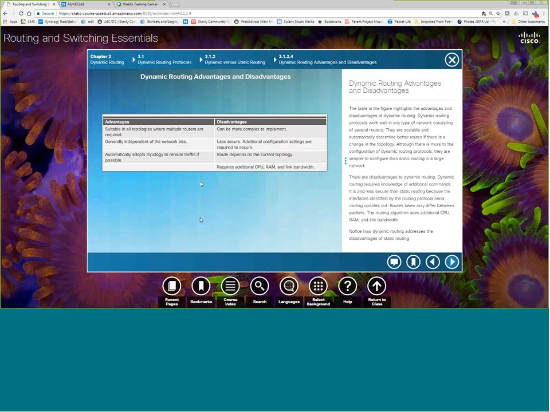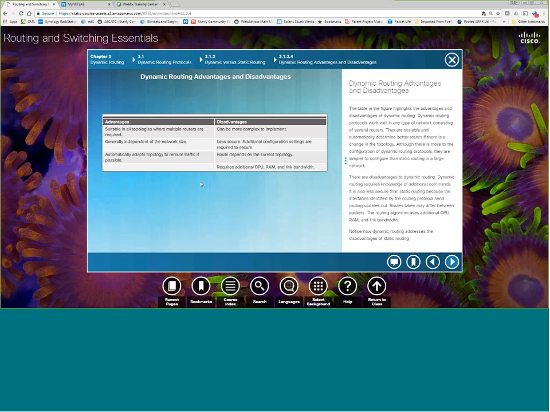Now, some of the advantages. It is suitable in larger topologies. You can make networks of 50 routers, 100 routers, and configured correctly, there's no problem with using a dynamic routing protocol. It automatically adapts if there's an issue with the topology or if the network itself changes in some way. Route goes down, there's another route that will be picked up and put into the routing table based upon the metrics in use.